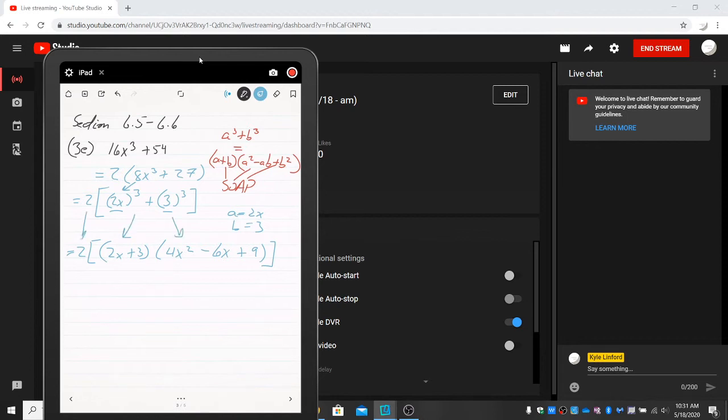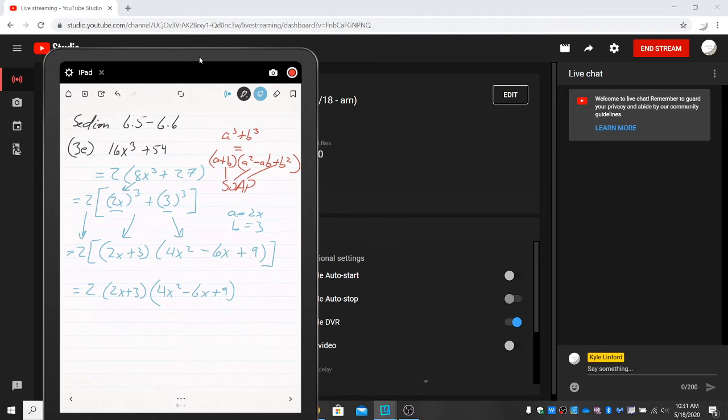What I did was I started by factoring out the GCF, and then what was left, I noticed that it was in the form of the binomial that I wanted, so I broke that down into the 2 factors. So the final 3 factors are the GCF of 2, and then the factors of 2x plus 3, and 4x squared minus 6x plus 9.